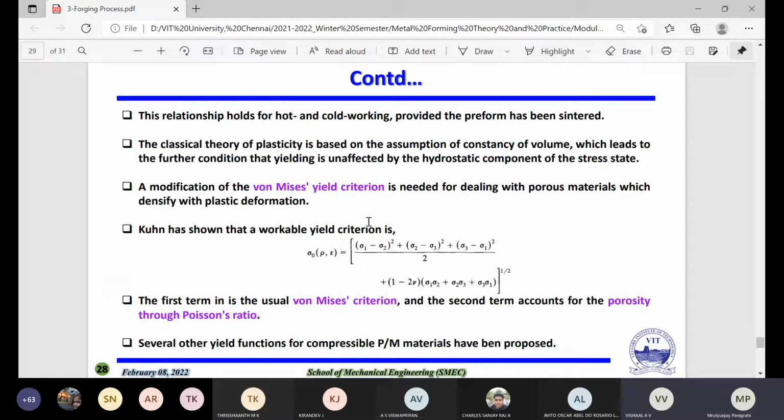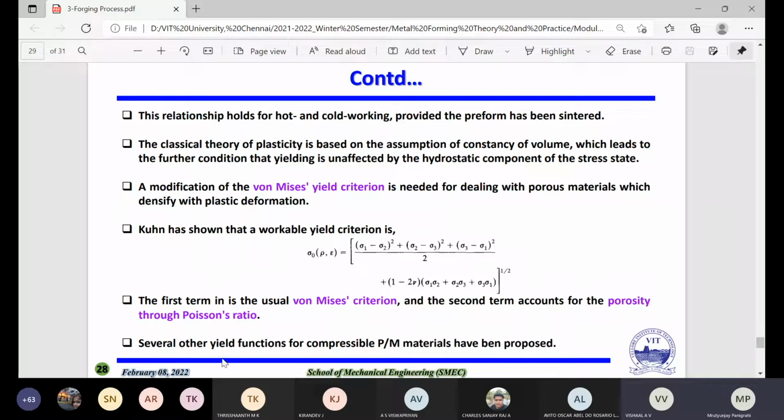So in the beginning, if you remember our von Mises criteria, the first term is basically known as the von Mises criteria we have talked about, and the second term accounts for the porosity. So the Poisson's ratio, what we have discussed in the last. Two terms you have to consider, because initially when we were talking only about the plate, we were talking only about the yield criteria, going through the von Mises criteria. But when we are talking about powder metallurgy, two things are important. One is the von Mises criteria, and second is the porosity. Both things you have to consider.